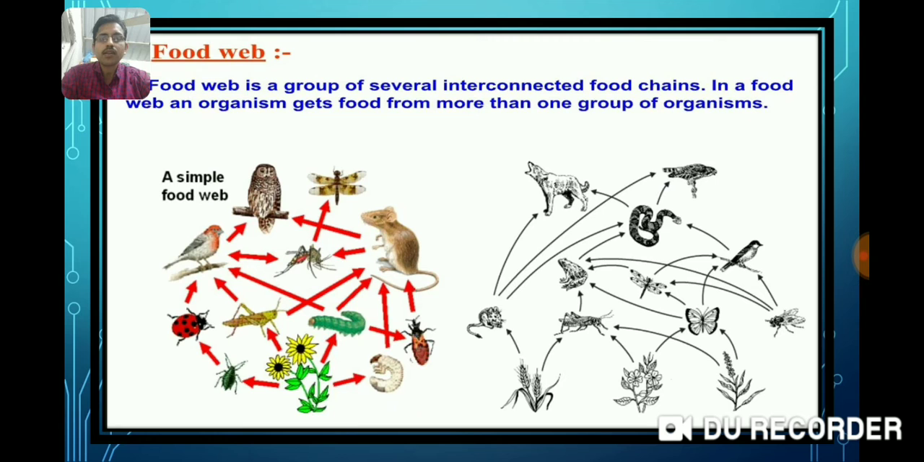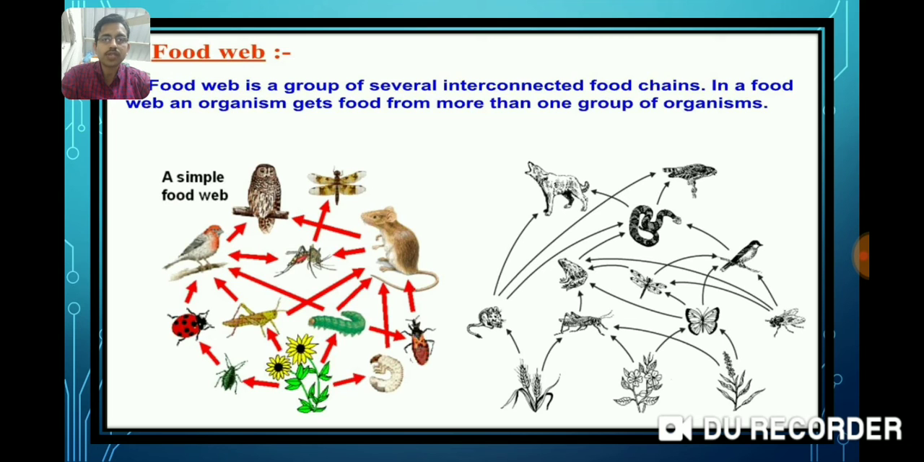Now, food web. What is meant by web? Web is simply a network. In a large ecosystem, so many food chains are interconnected, and this system of interconnected food chains is called food web. In a food web, an organism gets food from more than one group of organisms, whereas what we have seen in case of food chain, that one type of organism is eaten by one particular type of organism. But in food web, there are so many options to eat.